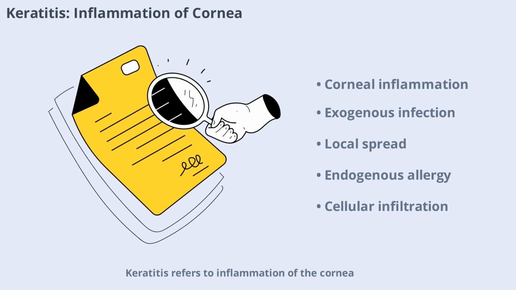Keratitis refers to inflammation of the cornea, characterized by corneal edema, cellular infiltration, and conjunctival congestion. Because the cornea lacks blood vessels, most inflammations are caused by exogenous infections or local spread from adjacent ocular tissues. Exogenous infections involve bacteria or fungi entering the cornea, often following trauma. Local spread occurs from diseases of the conjunctiva, sclera, or uveal tract. Rarely, endogenous infections arise, typically allergic in nature, such as interstitial keratitis due to hypersensitivity to Treponema pallidum antigens.